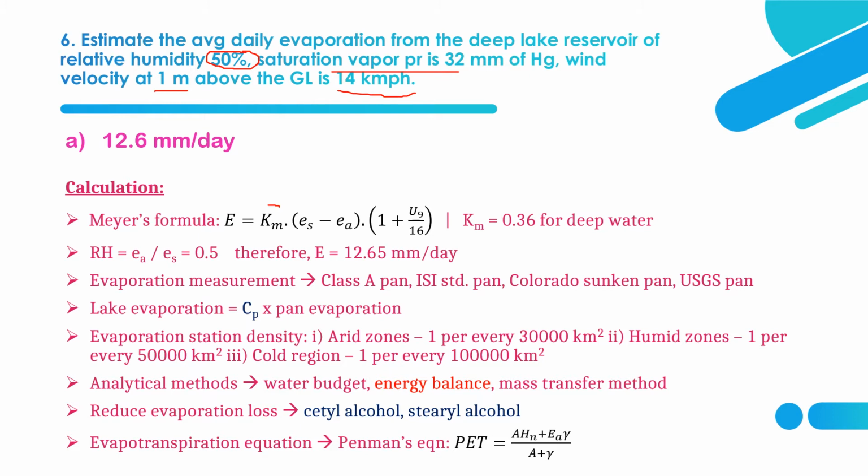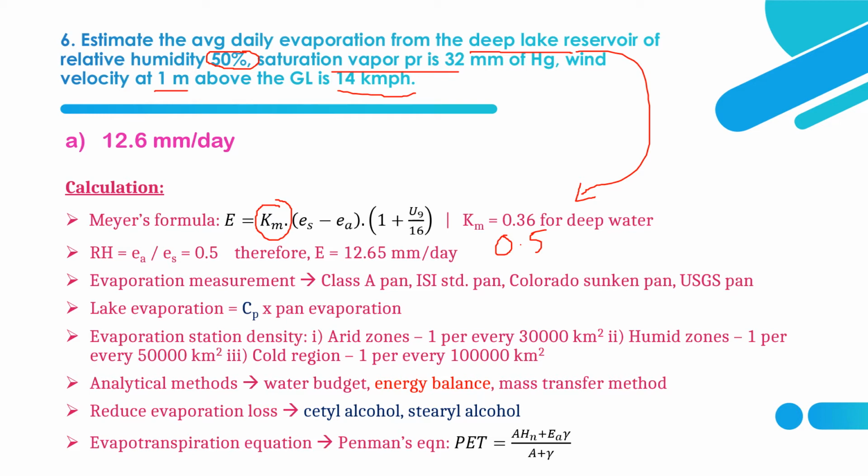What is Km? Km is a constant that depends on the condition. Here they mentioned a deep lake reservoir, so Km is 0.36. In the case of shallow water, Km shall be 0.5. So 0.36 for deep water and 0.5 for small shallow water.